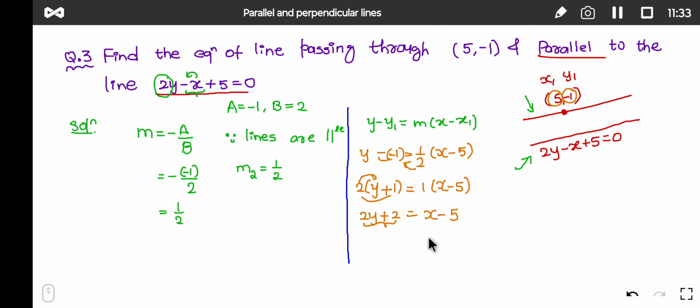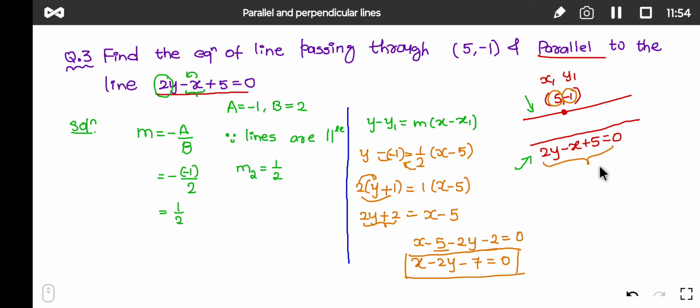Take both these terms to the right hand side. So x minus 5 minus 2y minus 2 is equal to 0. So x minus 2y minus 5 minus 2, which is minus 7, is equal to 0. So this is our equation of the required second line, which is parallel to this one.